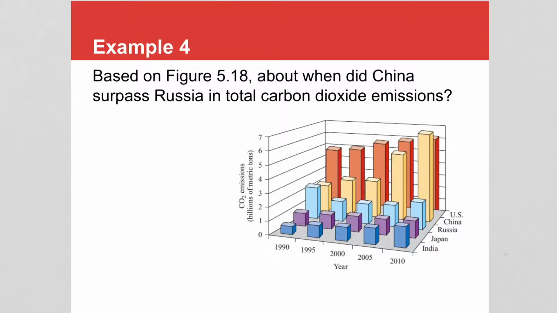While if you look at China in 2010, you want to go from the middle of your little bar. And then we go down here, about 6.5 tons. So it asks us, when did China surpass Russia? So Russia is the light blue, and China is the yellow. So here, Russia is more than China. Here, China is more than Russia. So somewhere between 1990 and 1995, China surpassed Russia in carbon dioxide emissions.